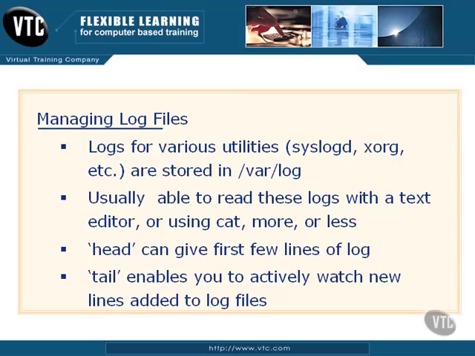Now, normally you're able to read these logs with an ordinary text editor such as vi, but you can also look at them using the various file view utilities such as cat, more or less. They're simple text files. There are a couple of utilities you can use if you're just looking for a few things. For example, the head command can give you the first few lines of a log. The tail command enables you to look at a log, such as your firewall log, and actively watch new lines being added to those log files. You can watch those logs as they come in, so you can actually take action fairly quickly and immediately by using tail.